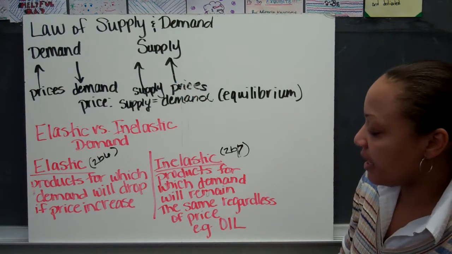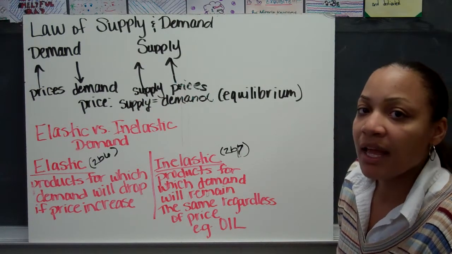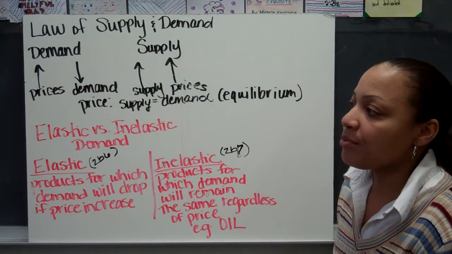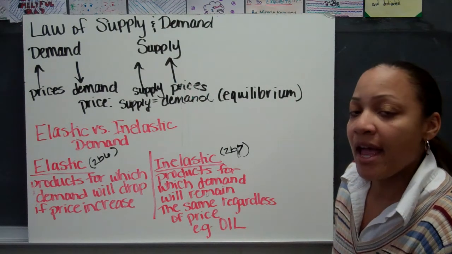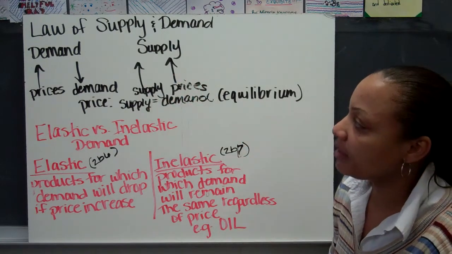So when looking at how our government works, we have to look at the law of supply and demand. How do businesses determine what price to set products? Like, how do businesses know what you're going to buy and how much you're going to buy and what price you're going to buy it at? It's called the law of supply and demand.